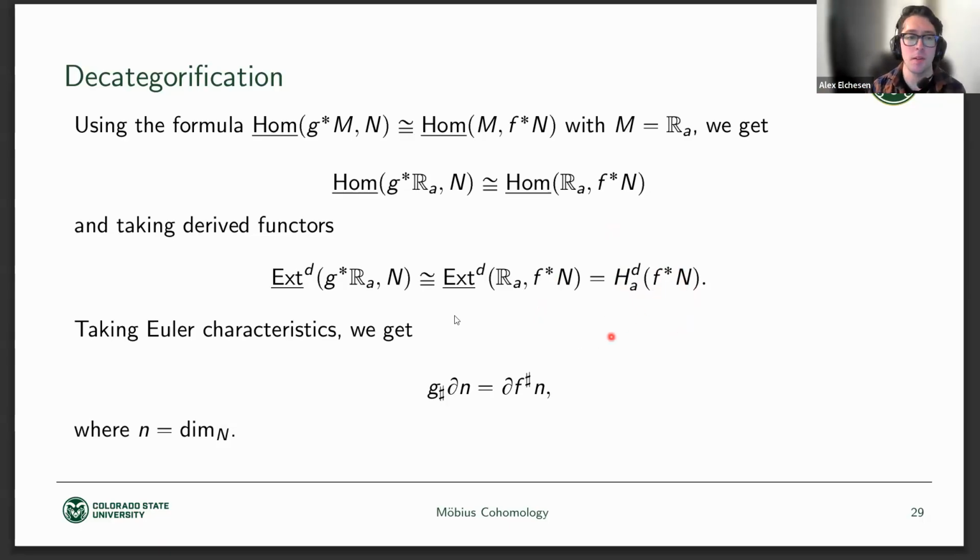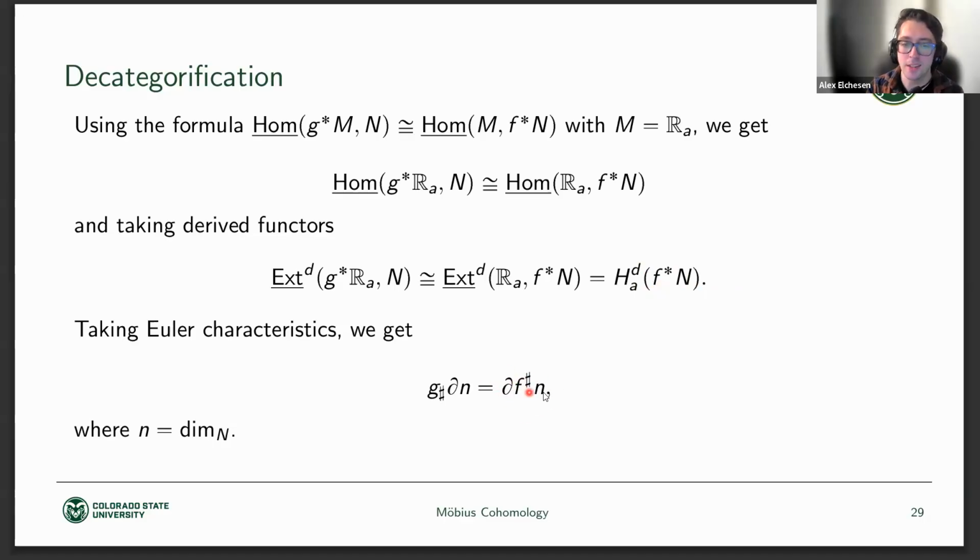Okay, and now what happens if I take Euler characteristics? Well, one of our theorems was that the Euler characteristic of Möbius cohomology should be the Möbius inversion of the dimension function. So if I take Euler characteristic on the right here, I get the Möbius inversion of the dimension function of the pullback. And then it turns out the dimension function of the pullback is the same as just taking the pullback of the dimension function.